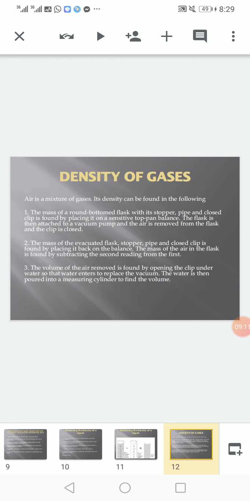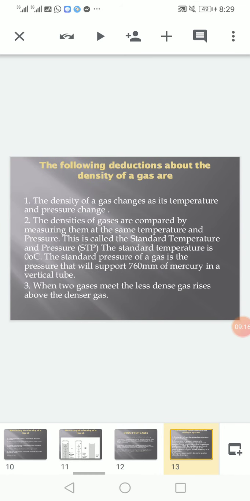Density of gases, I've explained in detail how the density of gases can be found, but these are the basic deductions that can be made about the density of a gas. The density of a gas changes as its temperature and pressure change. The densities of gases are compared by measuring them at the same temperature and pressure. This is called STP. Remember, I told you that STP stands for standard temperature and pressure.